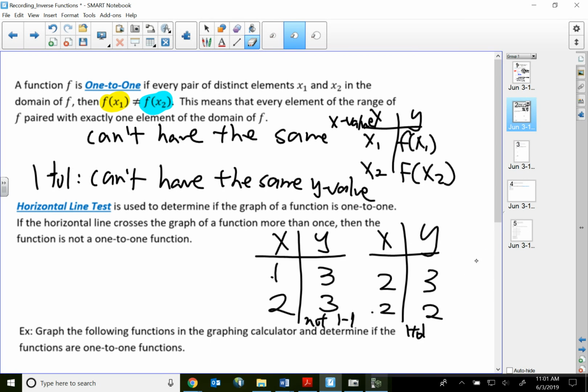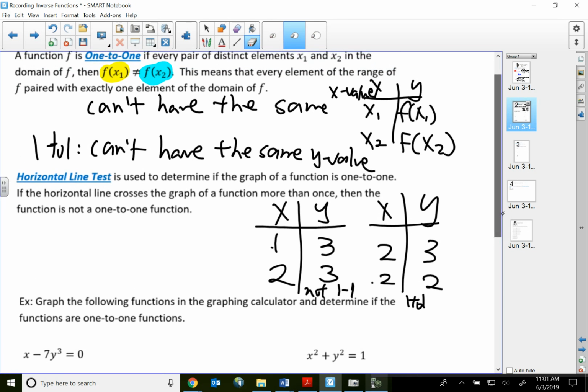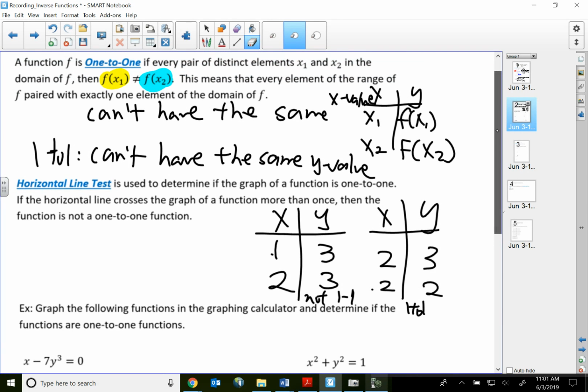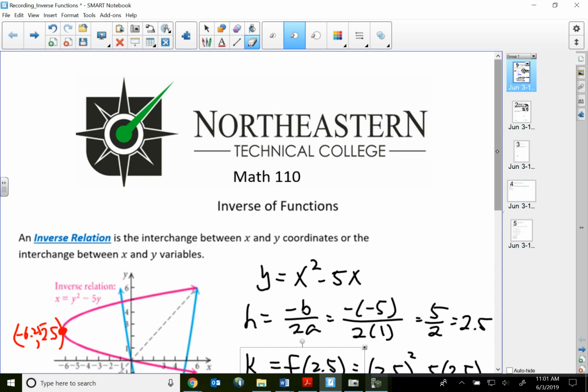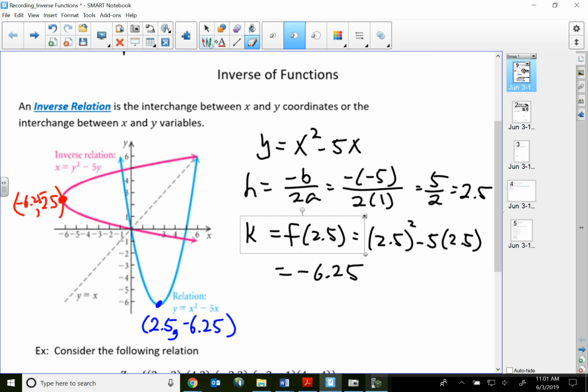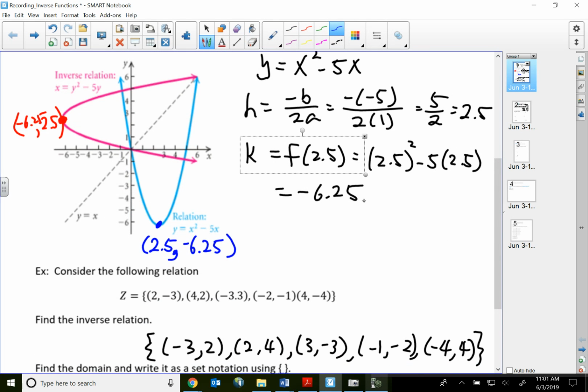So we're going to start drawing horizontal lines and make sure that it does not cross the graph more than one time. If it does, that means I have the same y value, therefore it is not one-to-one. Back to this picture, my blue parabola. If I do a horizontal line test through it, it ends up with two of the same y value. These two y values are exactly the same, but the x values are different. So a parabola is not a one-to-one function.